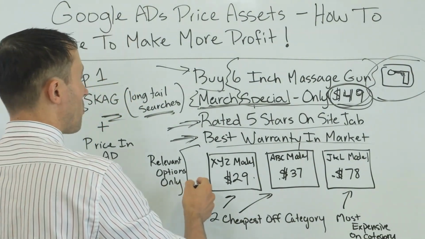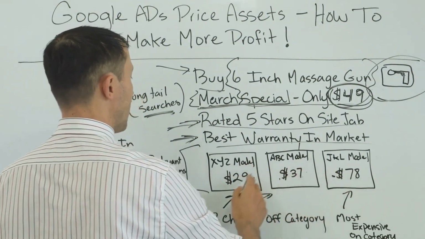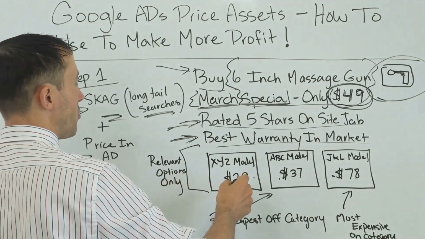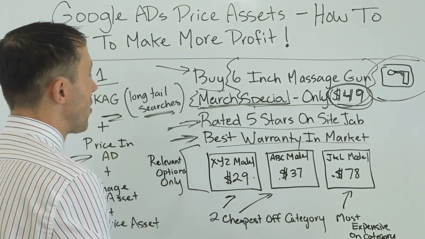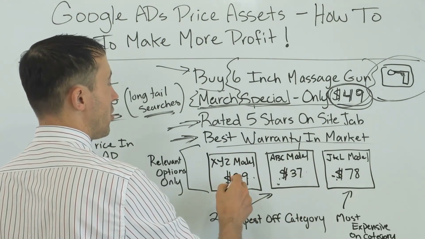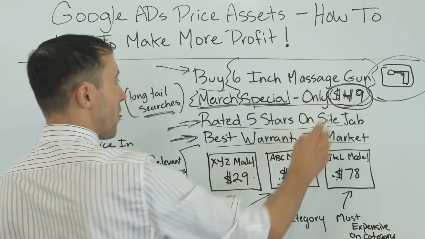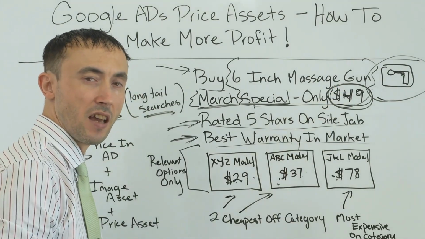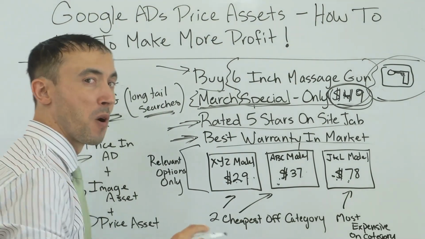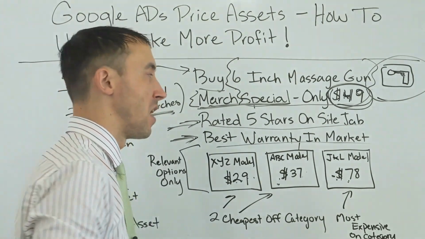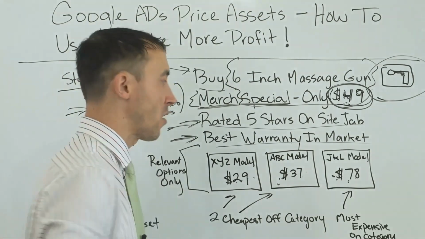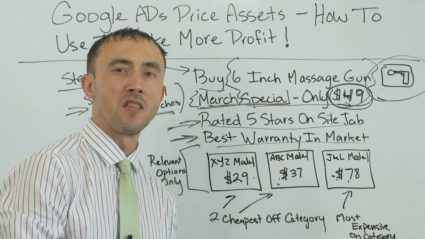Then you get into your price extension or price asset here. Okay, you're normally going to use 3. You're going to have relevant options only for the most part. A better way to explain this is what you want these price assets to do is you want 2 of them that are cheaper than the price on this ad in this headline as I showed you here. And then you want one that's more expensive, as per what we found with all the split testing that we've done. I said up here that you're promoting the cheapest 6-inch massage gun, so how could you have 2 that are cheaper to put in the price assets?